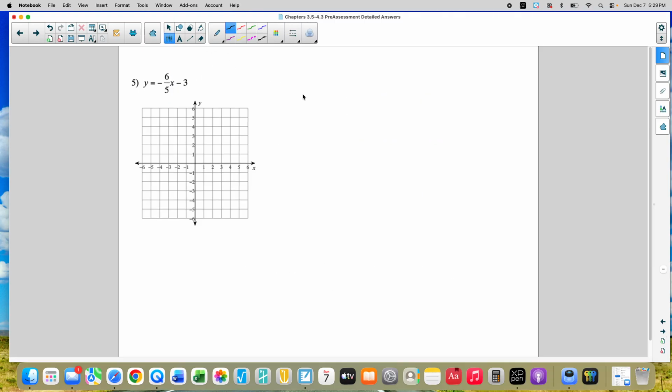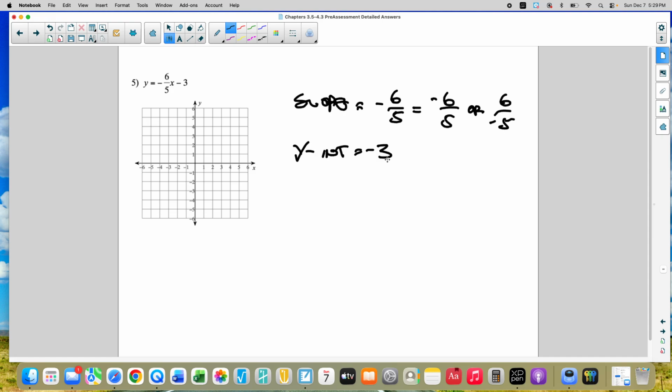So jumping right to it, my slope is -6/5, which is either -6/5 or 6/-5. Only one negative, either outside, in the numerator, or in the denominator. My y-intercept is going to be -3. So here's my y-intercept. I'm going to go up 6, 1, 2, 3, 4, 5, 6, and then left 5, 1, 2, 3, 4, 5. So that is up, that is left, that is down, this is right.